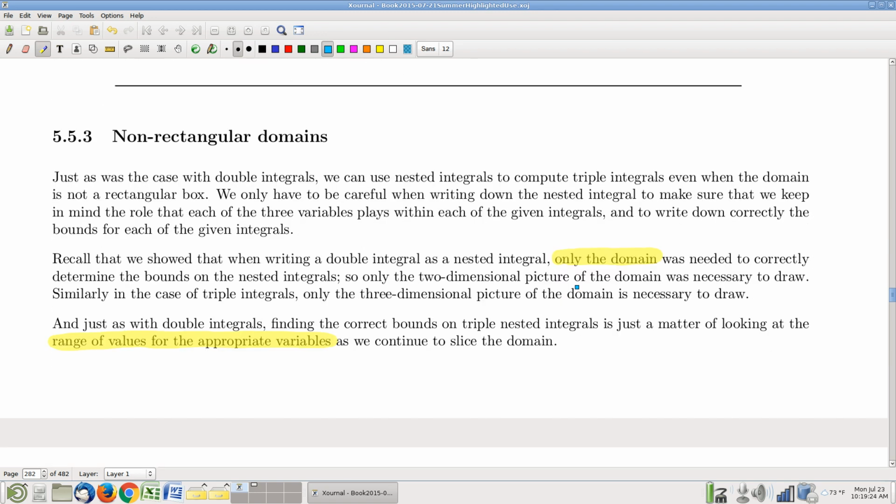What if you have a non-rectangular domain? This is where things start to get geometrically challenging. If you have non-rectangular domains, I'm going to make the same case that I did for double integrals. Only the domain is needed to determine the bounds, right? That was the case with double integrals, and I claim it's the case for triple integrals. And I'm just going to show you by example. It's a lot easier to just kind of hit the ground running. Let's do some examples, see how this works, see what it looks like, and I think you'll notice that it's morally equivalent to what we did with double integrals, just 50% more because there's 3 of them instead of 2.